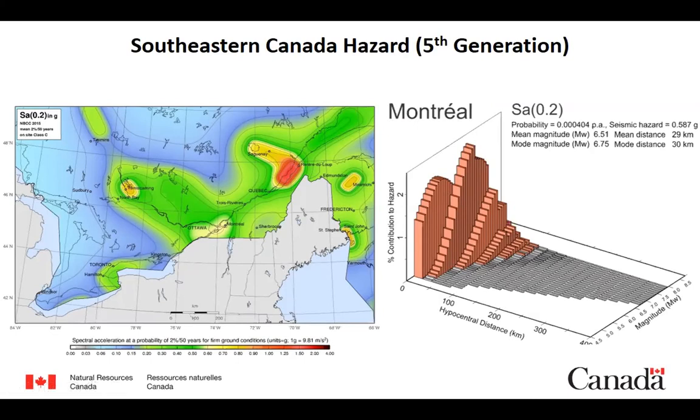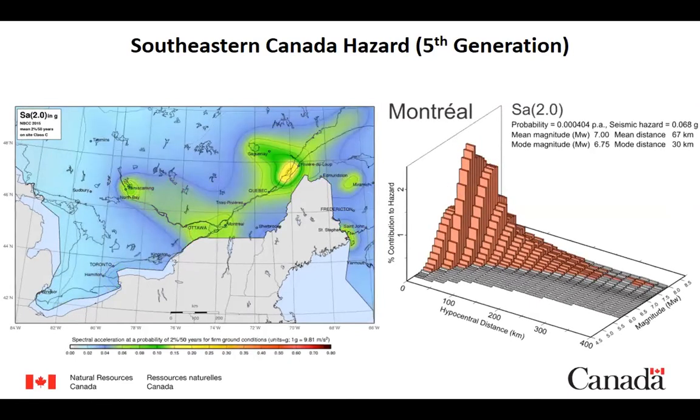And on the right-hand side is a hazard deaggregation. What this tries to do is step away and say, what are all the contributing sources to my hazard in my particular location? And you can see that for an SA of 0.2, so this is a short period spectral acceleration that a small short building would be sensitive to, the hazard is largely coming from distances less than 100 kilometers and in the magnitude range of 6 and above.